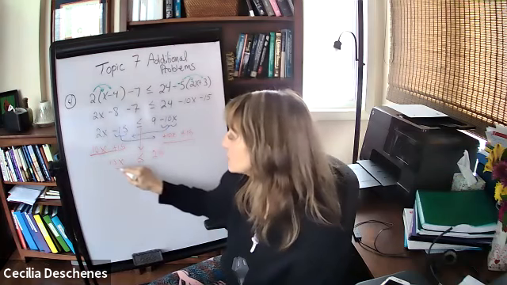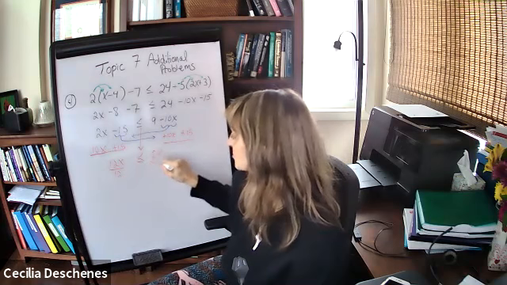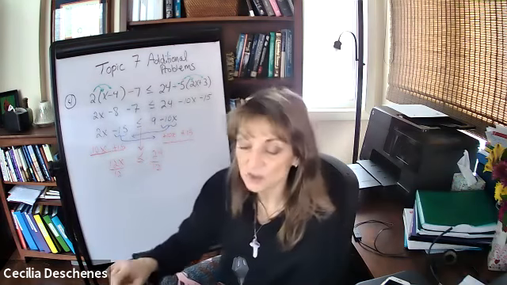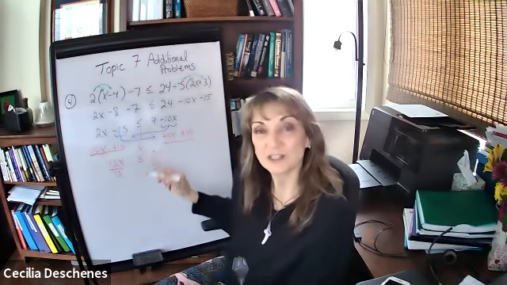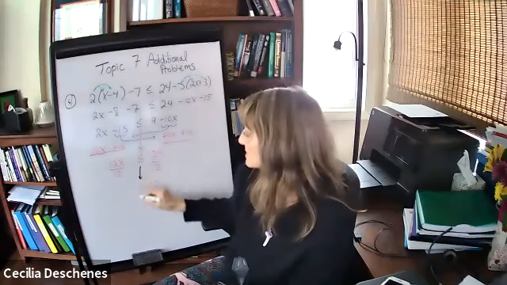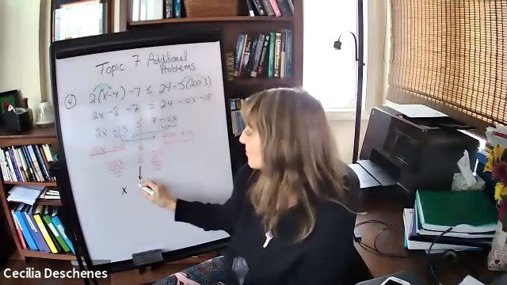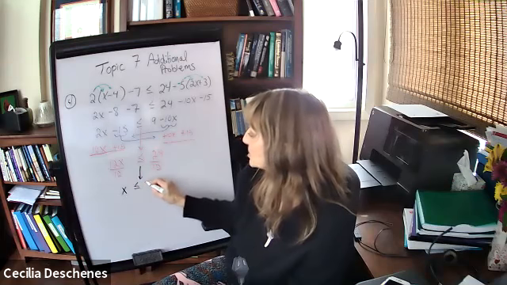So when we divide by 12 on both sides, we're dividing by a positive number, so we don't have to change the inequality in any way. This inequality stays the same. And on the left, we have x less than or equal to 2.